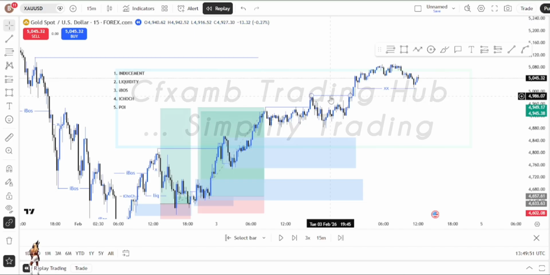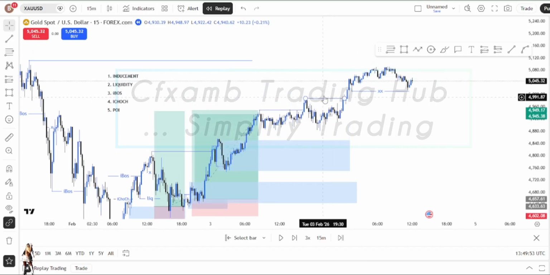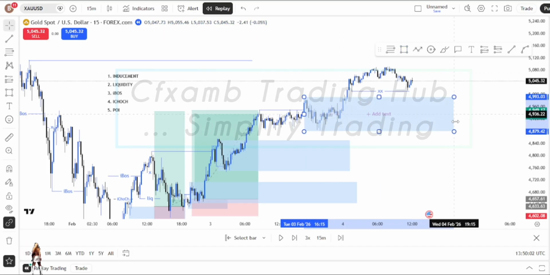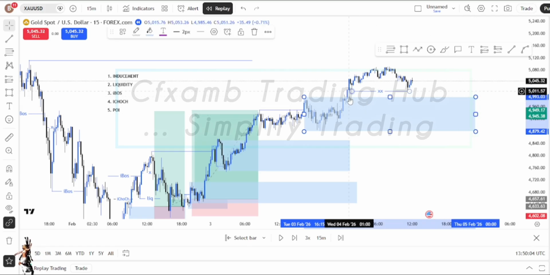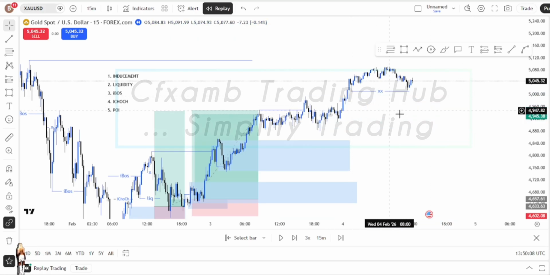Then this order flow, let's check if this order flow is going to be the high of this candle to the low of this candle. This is what we call order flow. Our order flow, this candle tapped into our order flow, so this order flow is no longer valid. Let's move on.